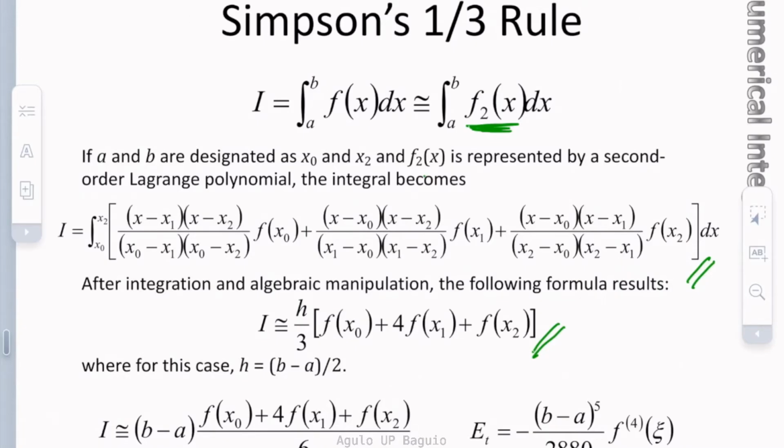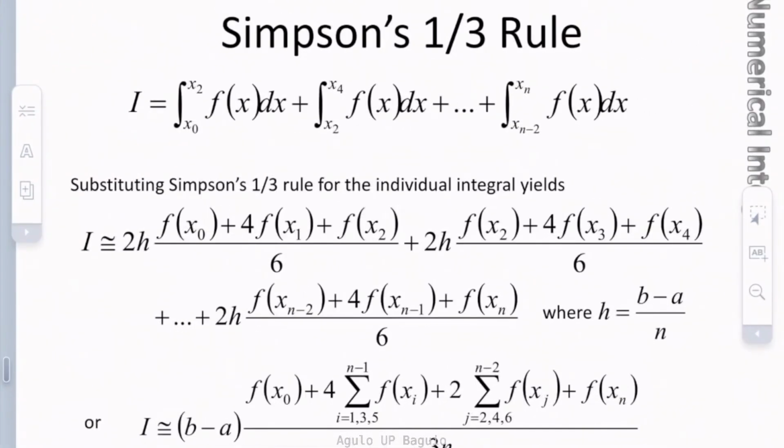If we replace h by (b minus a) all over 2, we have this expression. The error term is computed as shown and is in the order of the fifth power of h. Just as with the trapezoidal rule, Simpson's rule can be improved by dividing the integration interval into a number of segments of equal width. The total integral can be represented as shown.